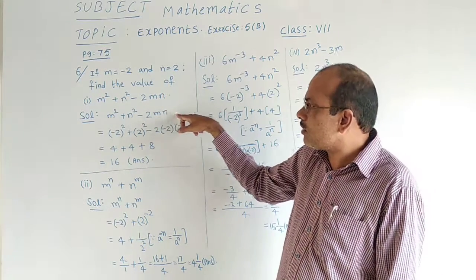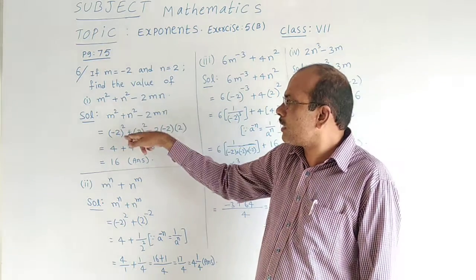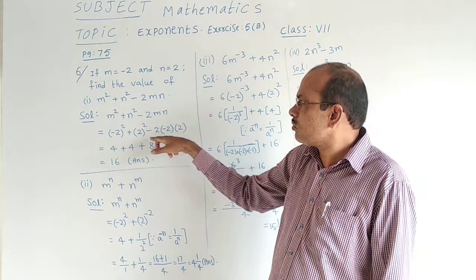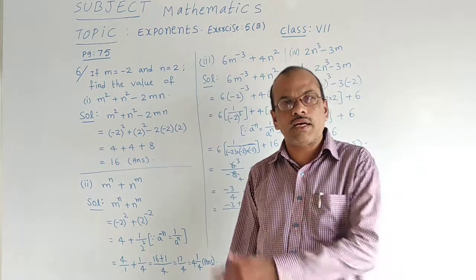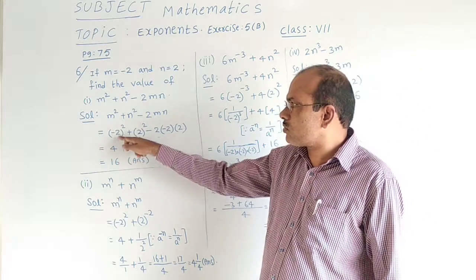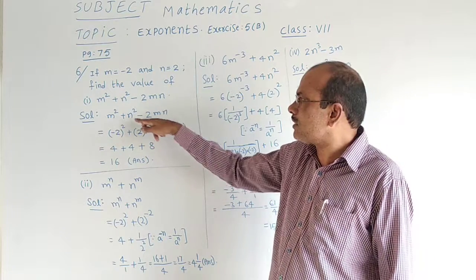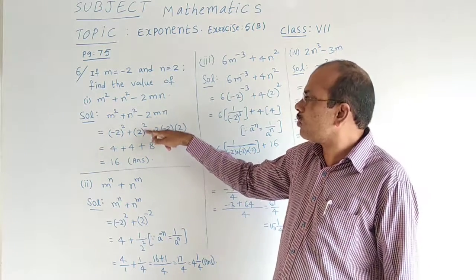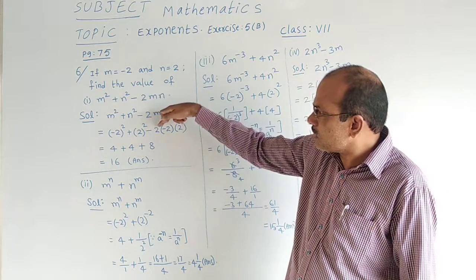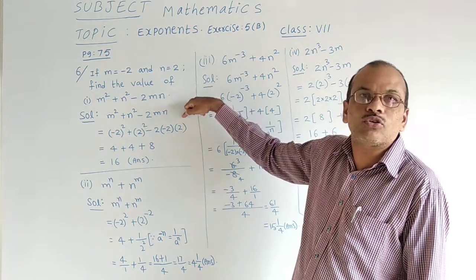So this is the question. Where m is identified, we have to substitute minus 2, and in the place of n we have to substitute 2. Then we will simplify and we will get the final answer. Let us see. m is minus 2 whole square plus n value 2 whole square minus 2 times m value minus 2 into n value 2.